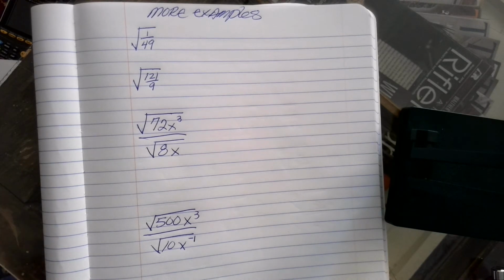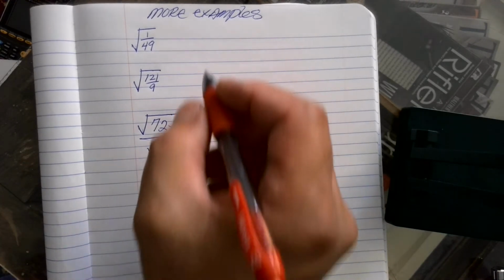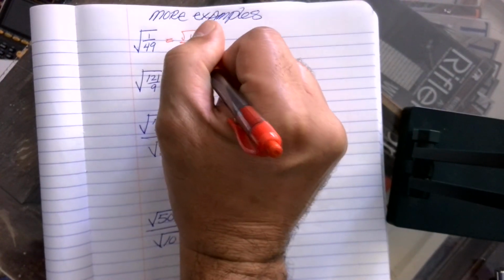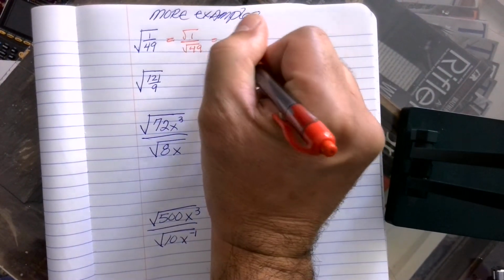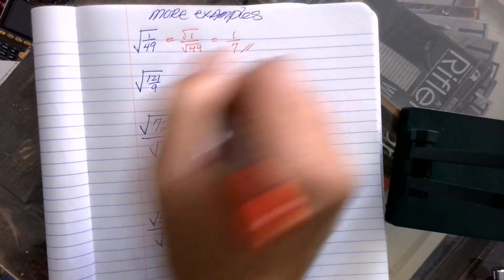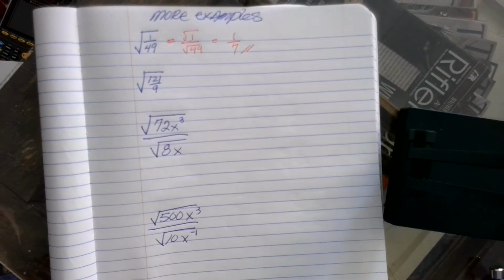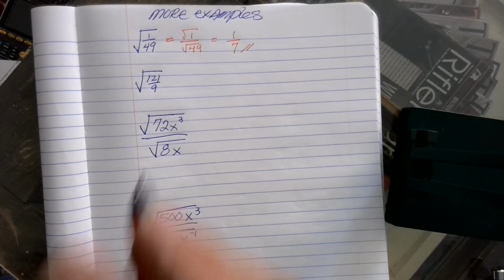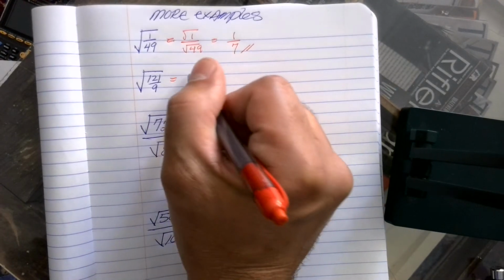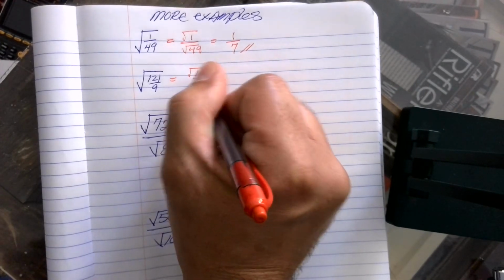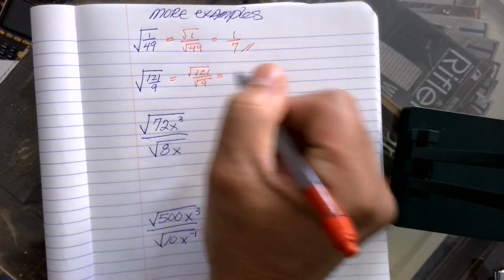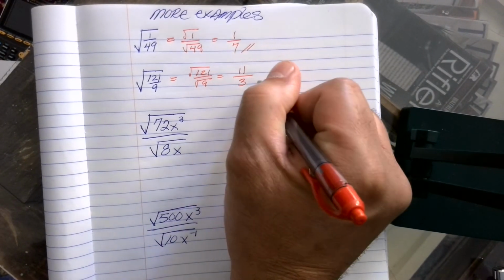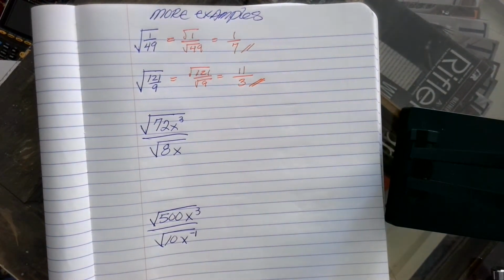So in this first example, it's the square root of 1 over 49, which is equivalent to the square root of 1 over the square root of 49, which would be 1/7. Our second example says the square root of 121 over 9. So I could break this one up as the square root of 121 over the square root of 9. The square root of 121 is 11, and the square root of 9 is 3. So I get 11/3.